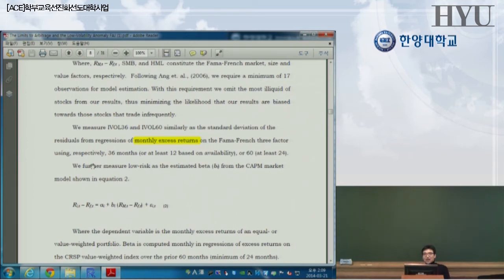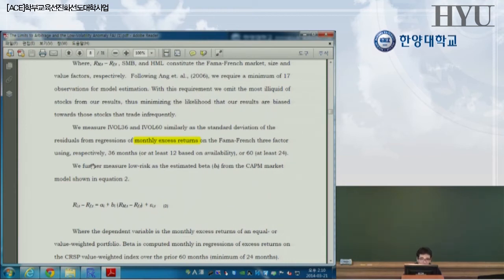And then they also define IVOR 36 and IVOR 60, okay. Because they want to show their result in many ways. So in the previous case, they use daily return for a monthly period and calculate IVOR volatility. And in this case, they use monthly data for the last 36 months, 3 years, or they use 60 months for the last 5 years. And using monthly data, they can again calculate the idiosyncratic volatility. And they call that IVOR 36, IVOR 60.